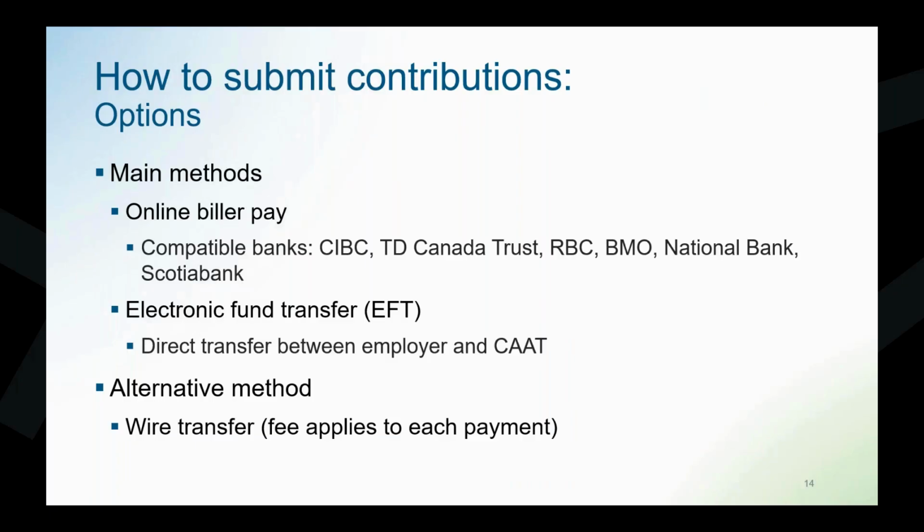The other method is an electronic fund transfer, or EFT. This allows for a direct transfer between the employer account and CAT's account. Wire transfer is an alternative method that is available, but it should be noted that a fee applies to each payment that's made. This fee is typically $15 per remittance, and your bank may charge additional fees. If you need instructions for a wire transfer, please contact your employer pension analyst.